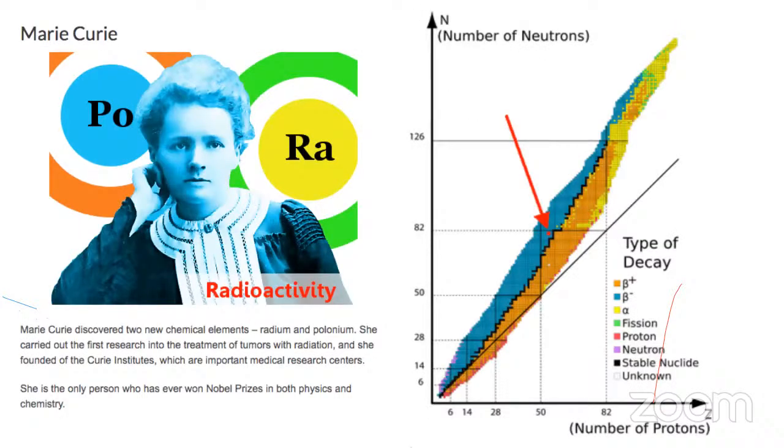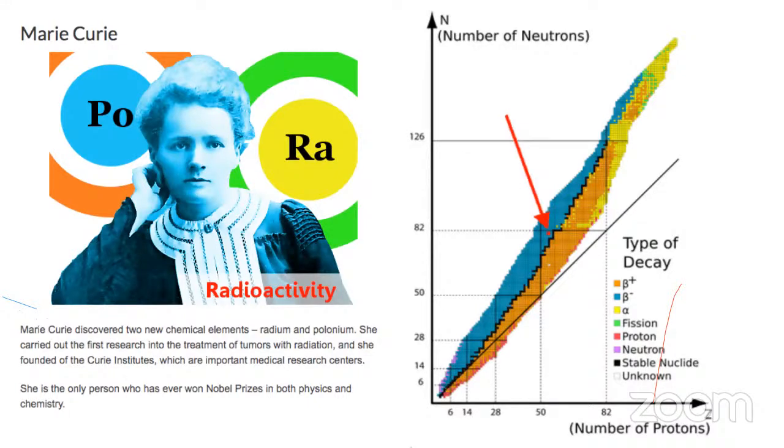Coming to radioactivity, Marie Curie, we have all heard of Madame Curie. She discovered two new radioactive chemical elements, radium and polonium. Radium because it radiated, and polonium because she was from Poland. So in honor of her motherland, she called it polonium.